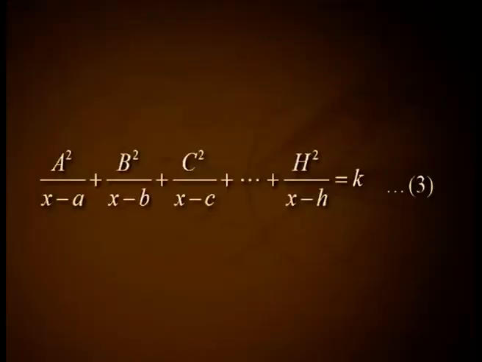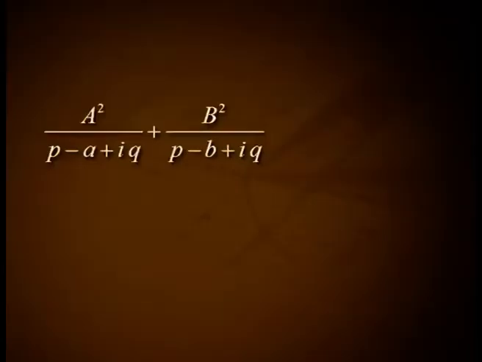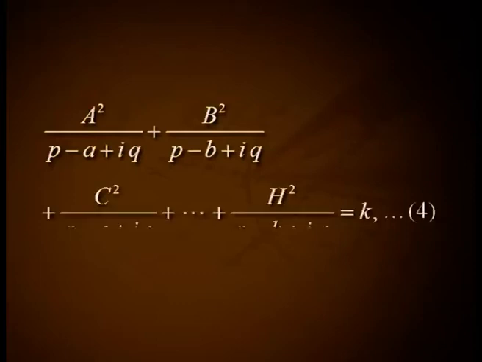Example 4. Show that the equation a²/(x - a) + b²/(x - b) + c²/(x - c) + etc. + h²/(x - h) = k, equation 3, has no imaginary roots. Solution. If possible, let p + iq be a root, then p - iq also is a root. Substituting x = p + iq in equation 3, we obtain a²/(p - a + iq) + b²/(p - b + iq) + c²/(p - c + iq) + etc. + h²/(p - h + iq) = k, equation 4.